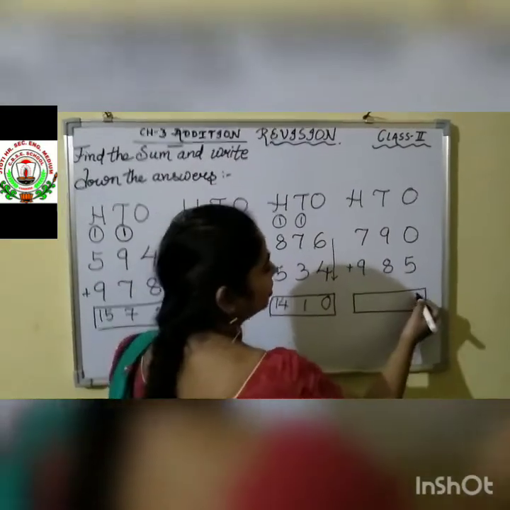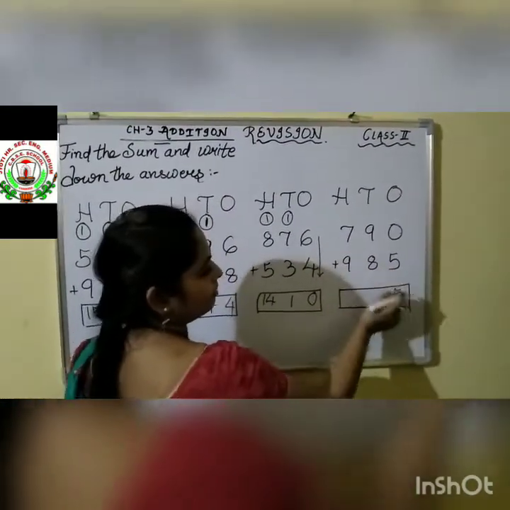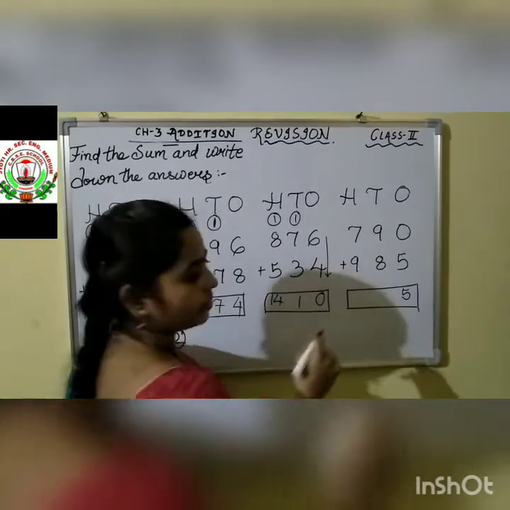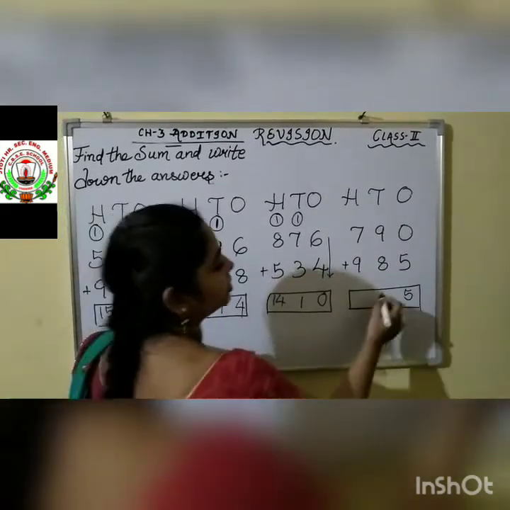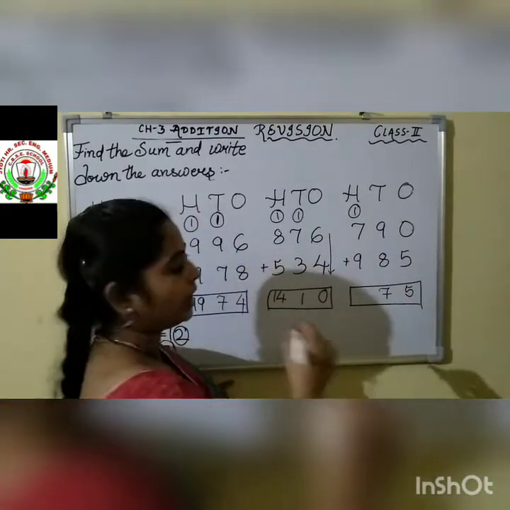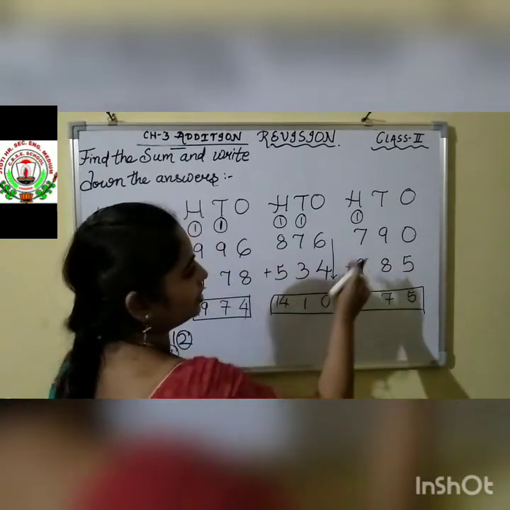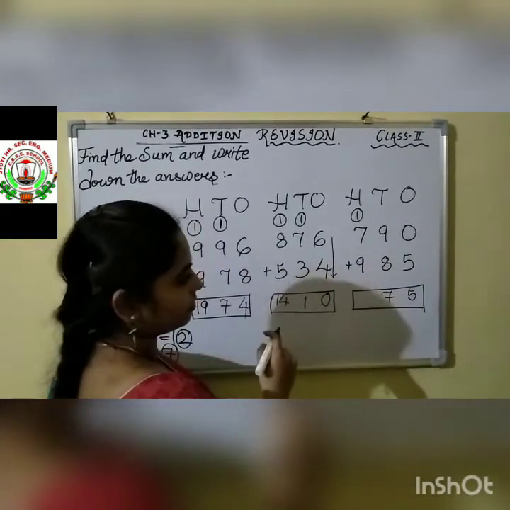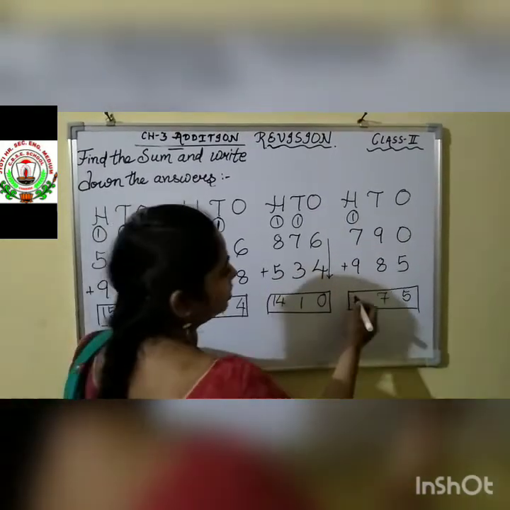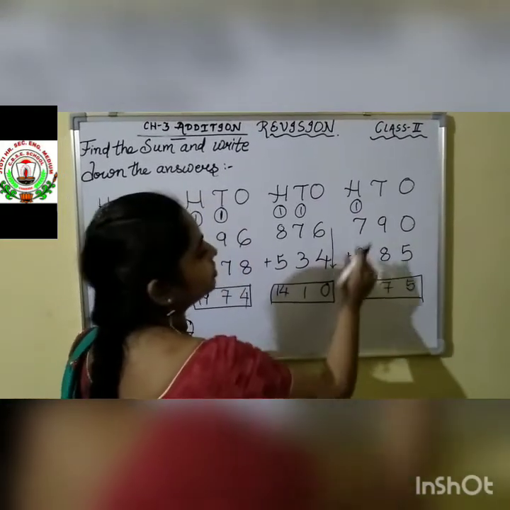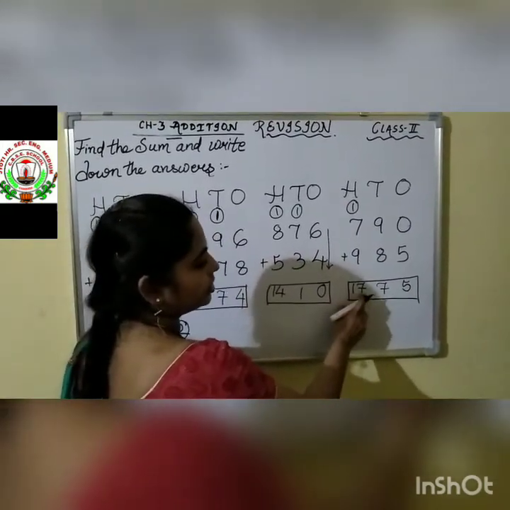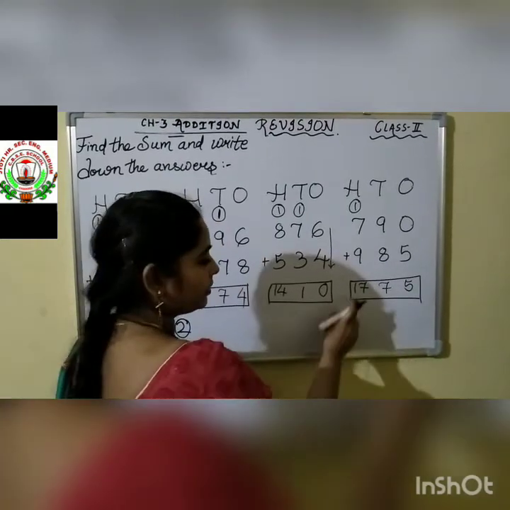Next question. 0 plus 5. It's very easy. You will write down the same number directly, 5. Next, 9 and 8 you have to add. 9 and 8, you get the answer 17. 7 you will write down here, and 1 will go to the hundreds place. Okay. Then 7 plus 9. Tell me, children, 7 plus 9. 16. But 1 is carry. So 16 plus 1, 17. So for 790 plus 985, we get the answer 1775. Read it properly.